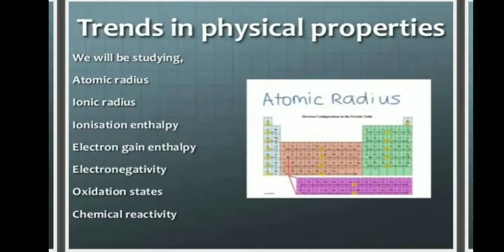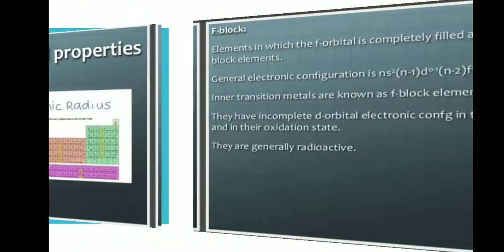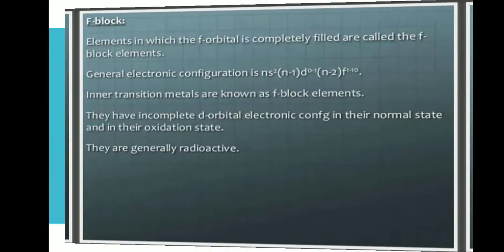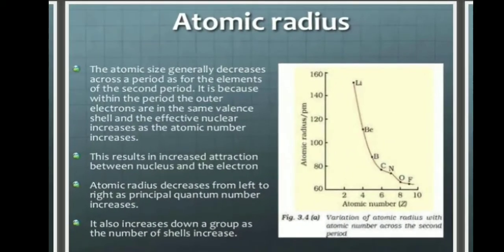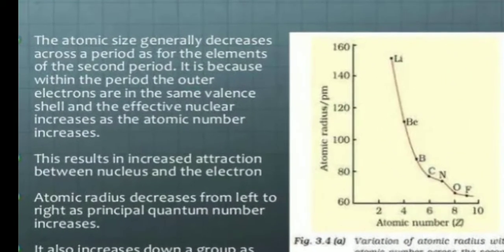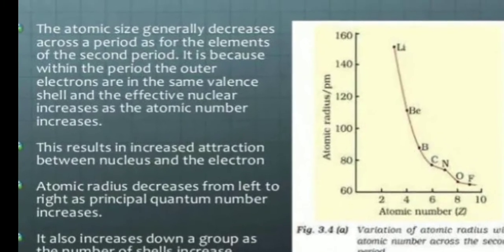Trends in physical properties. We will be studying atomic radius, ionic radius, ionization enthalpy, electron gain enthalpy, electronegativity, oxidation states, and chemical reactivity. First one, atomic radius. It's a very important property.